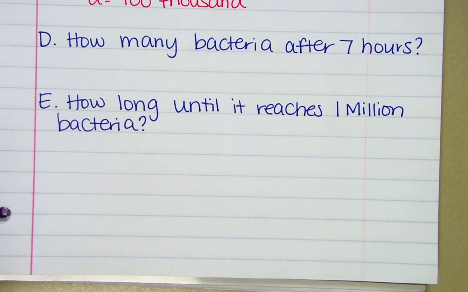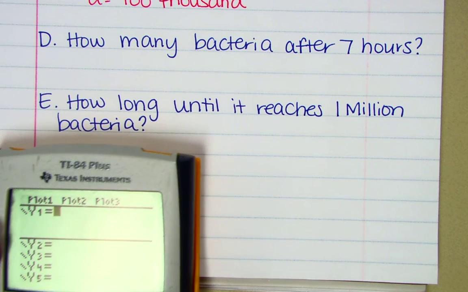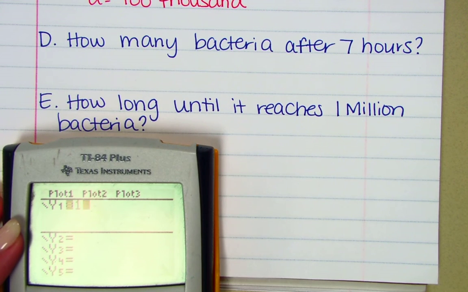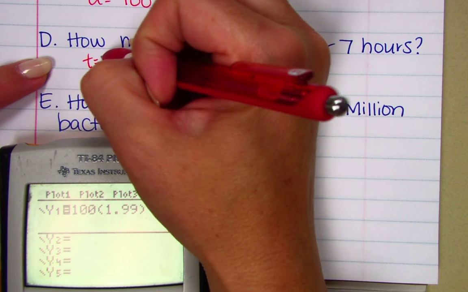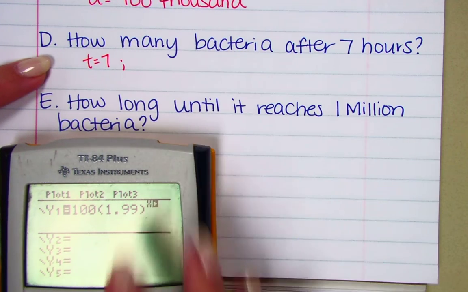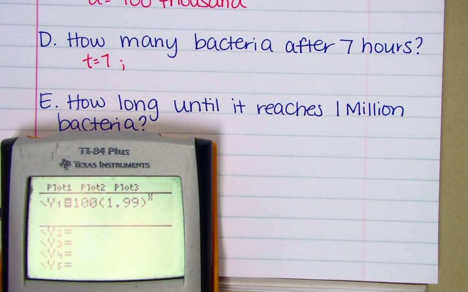So, what do we need to do? Put it in y equals. This is what we did last time, right? So I'm going to put the original equation, just 100 times parentheses 1.99 to the x power. And then we look at the table. All right, go ahead and everybody do this. I want to make sure you know how to do it on your own. Then look at the table.